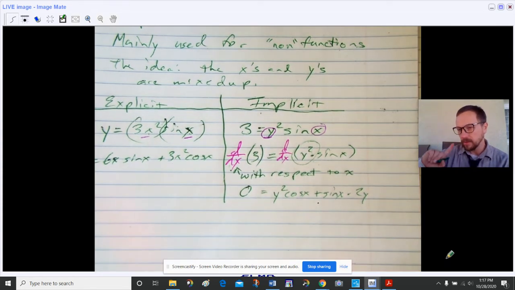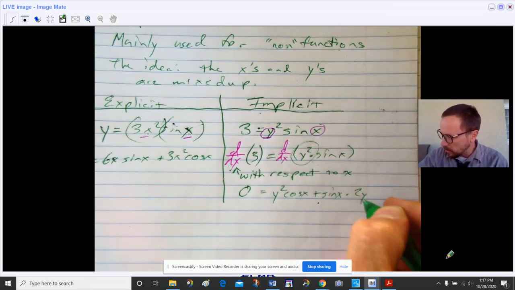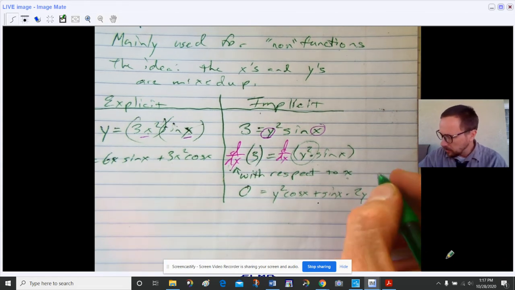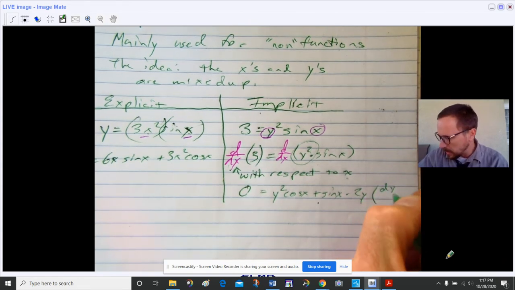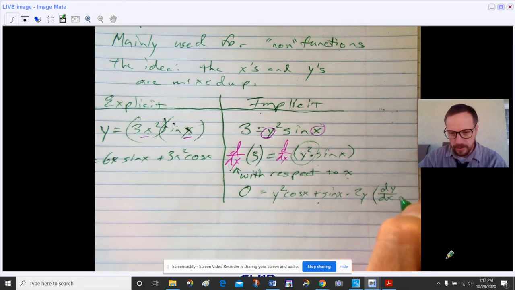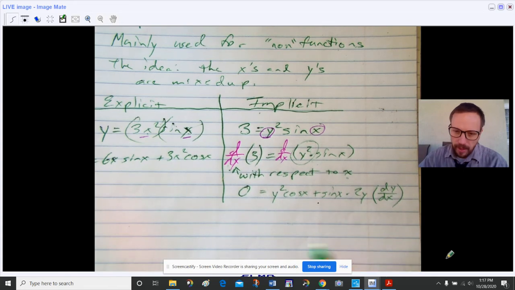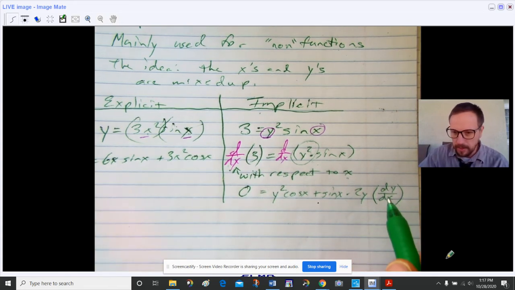However, here's a special thing, okay? This is what separates implicit differentiation. This y is not x, and we're taking the derivative with respect to x, so we need to include dy over dx. That is what we need to include in this. And so now we have our problem set up like this.